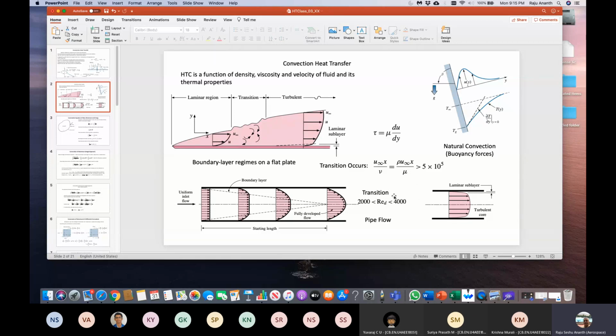Okay, so the transition to turbulent occurs when the Reynolds number, which is the mainstream velocity multiplied by the axial distance divided by the kinematic viscosity, is greater than 5 × 10⁵ on a plate. In fact, in a tube it is much less, like 4,000. The transition occurs between 2,000 and 4,000. However, on a plate, it can be anywhere, even a little bit greater than 5 × 10⁵.